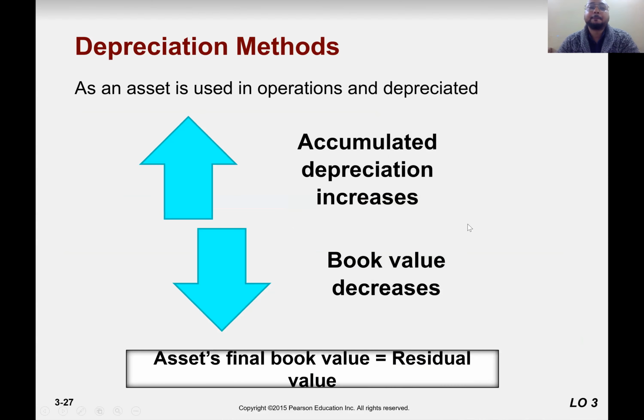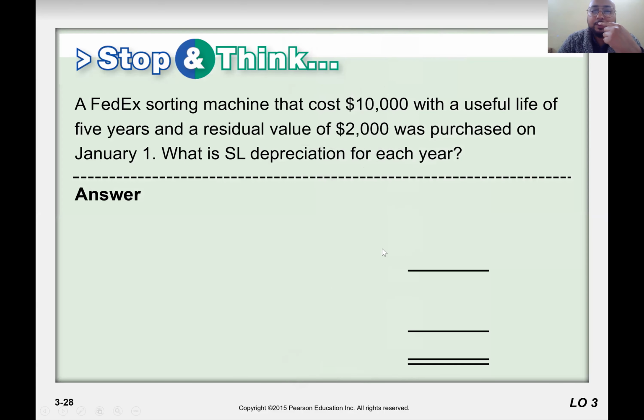Whenever the assets are used, their accumulated depreciation increases and their book value decreases. So what is the book value? Simple. The value of the asset minus its accumulated depreciation. That's it. So here we go.